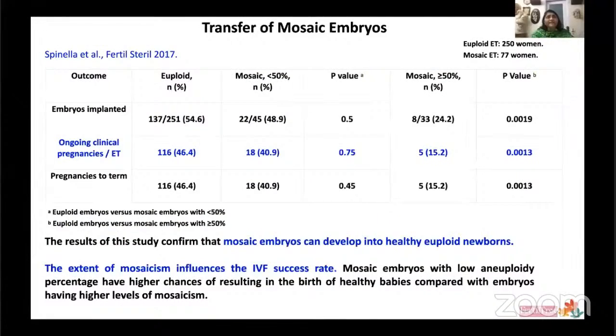There are studies which have shown that ongoing pregnancy rates are good even in mosaic embryos which are less than 50% mosaicism. And even mosaicism of greater than 50% gives about 15% ongoing pregnancy rates. Term pregnancy is 46% in euploid, 40% in mosaicism less than 50%, and if more than 50% mosaicism, still there are pregnancies of about 15%.